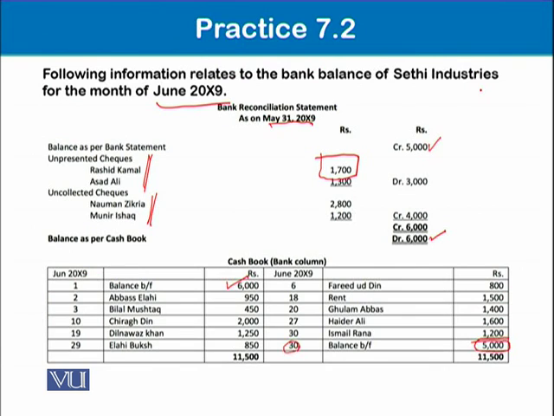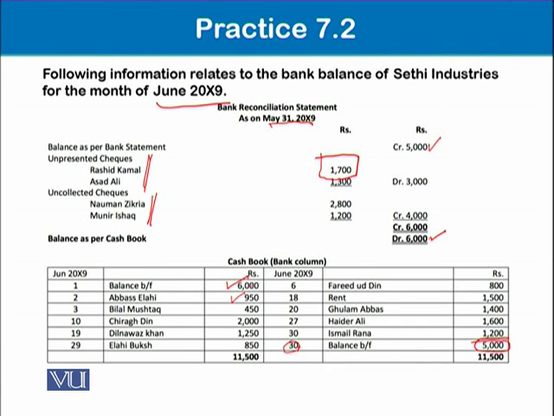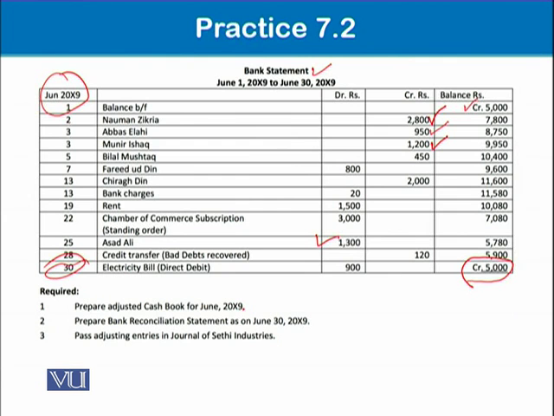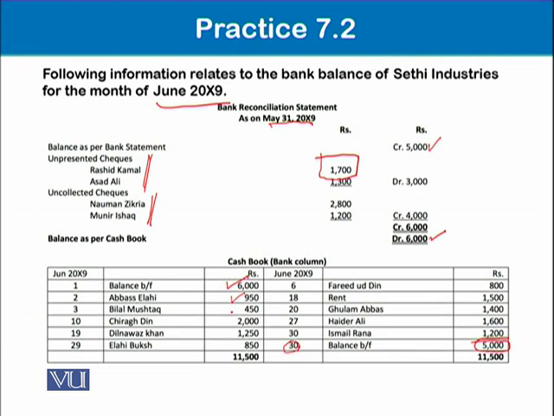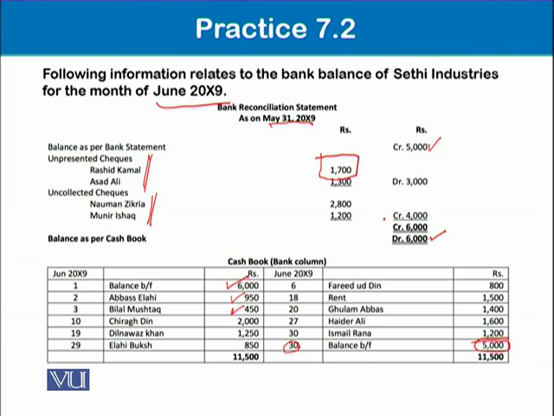Then in the cash book, there is a debit side 950. We collected 950 from Abbas Ilahi. Just see, is this appearing in the credit of the bank statement? Yes, it's appearing. Just take this. Then Bilal Mushtaq 450. Is this appearing on the credit side? Yes, Bilal Mushtaq 450 is appearing on the credit side. Take this. Chirag Din 2000. Is this appearing there? Yes, Chirag Din is also appearing there. So take this.